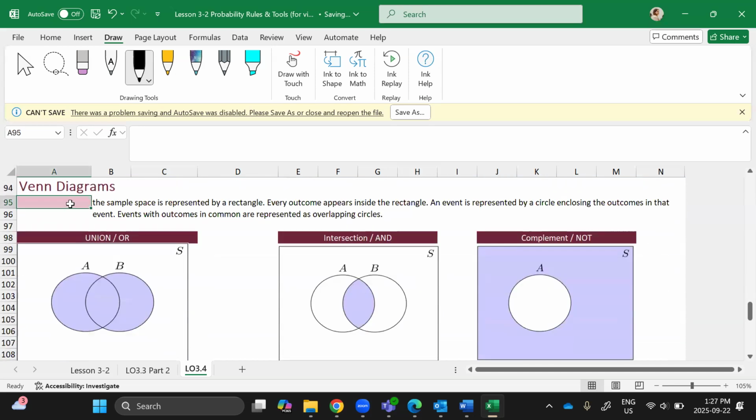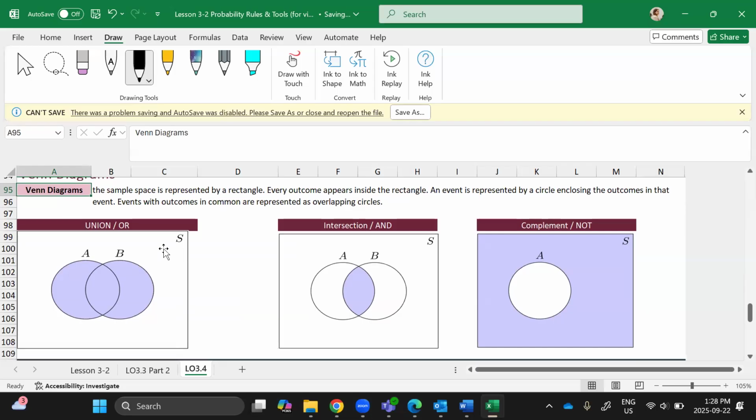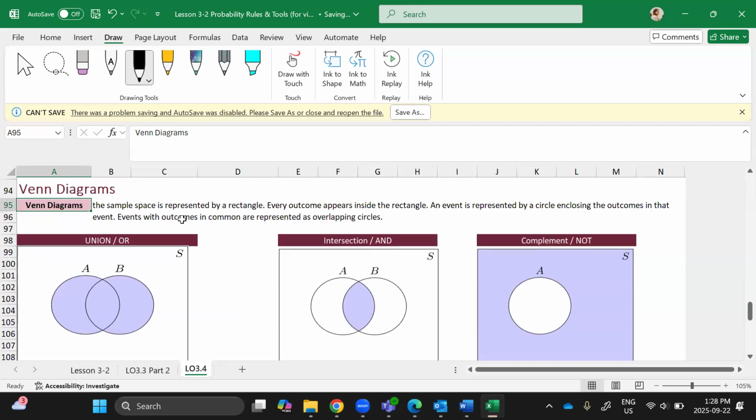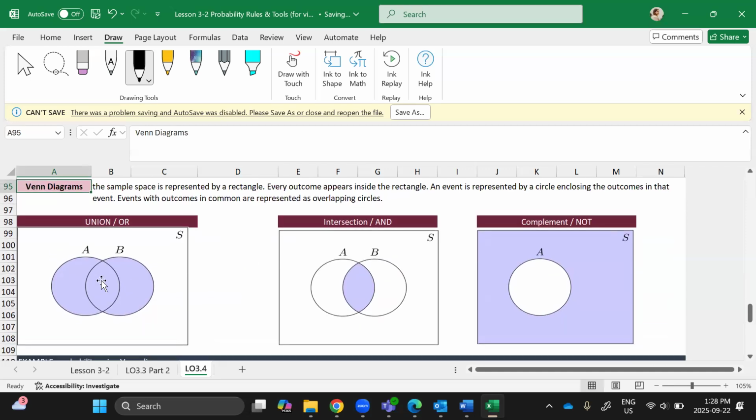The last tool we're going to look at is the Venn diagram. They're named after the person who invented them. So Venn is the last name of the mathematician that invented the Venn diagram. And Venn diagrams are a very helpful way to visualize probabilities. So in a Venn diagram, you represent the sample space with a rectangle, and every outcome will appear inside the rectangle. Then, if you have any event in common, that would fall in the middle or overlap of the circle.